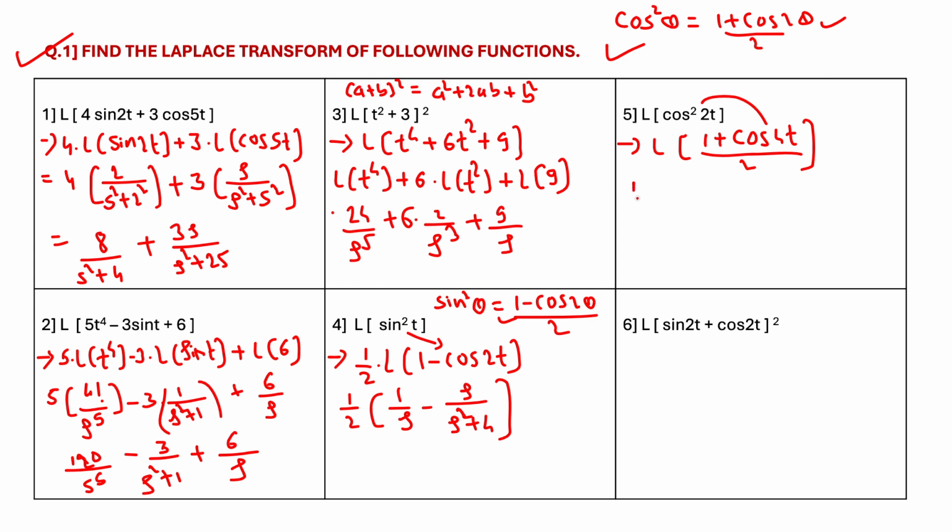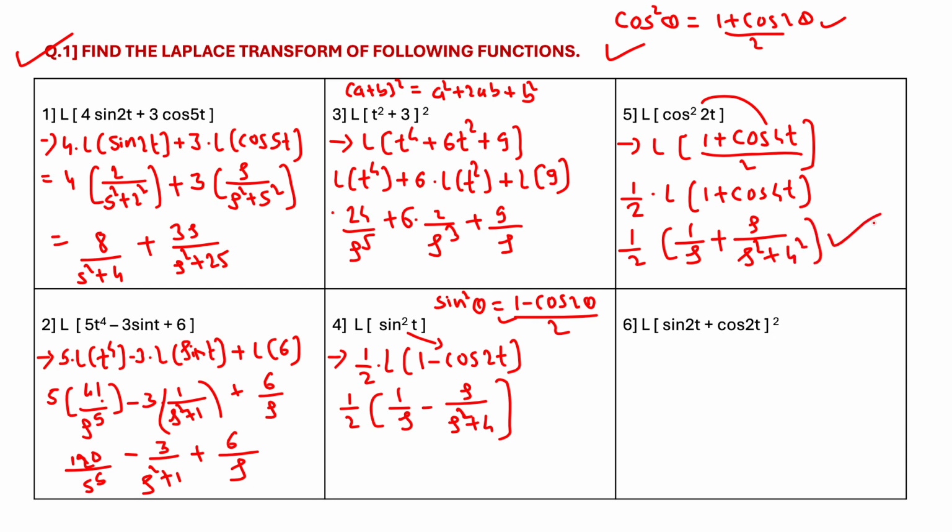Now again the same denominator 2, keep it outside, so 1 by 2 into Laplace of 1 plus cos 4t. So 1 by 2 in bracket, Laplace of 1, apply the formula, 1 by s, plus Laplace of cos 4t, s upon s square plus 4 square. This will be your final answer. I hope all the questions are clear.